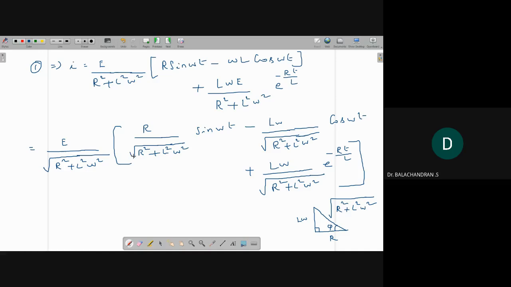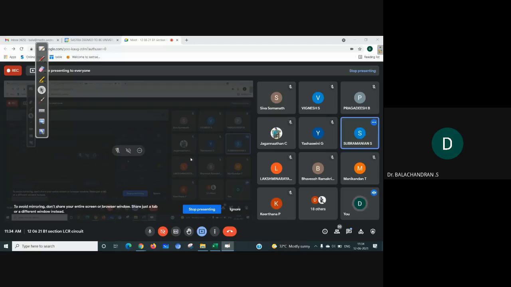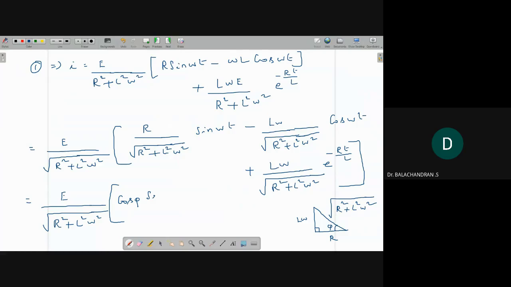Can anyone tell? What is R divided by root of R square plus L square omega square from the right angle triangle? Cos phi. Yeah, cos phi, Subramanian. Okay. Cos phi into sin omega t.